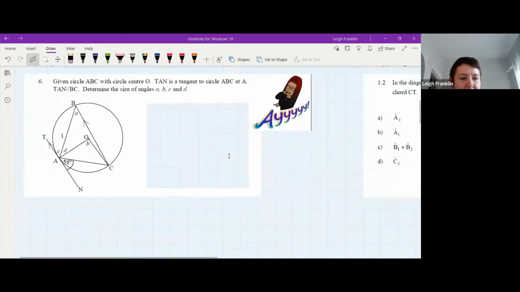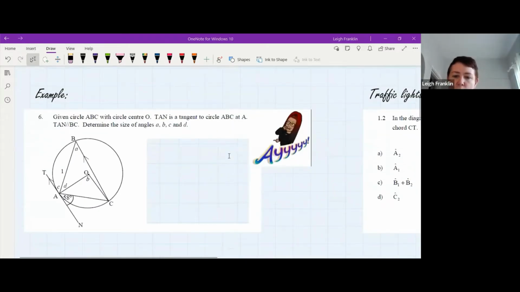Let's have a look at this example before we carry on. We have been given circle ABC with circle center O. TAN is a tangent to circle ABC at A. That is line TAN, and it is parallel to line BC. Determine the sizes of angles A, B, C, and D.